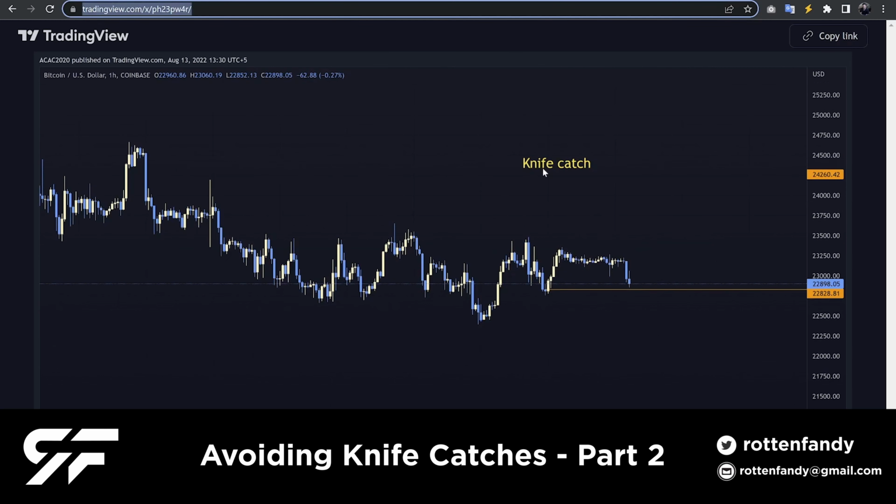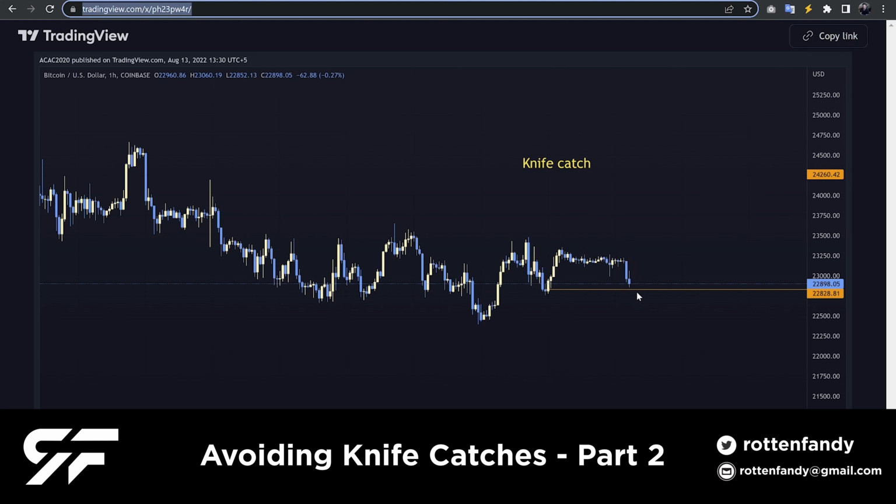Here's another example of a knife catch, constantly making lower lows, very similar to the other example that we looked at, the very first one, right? So you're making lower lows and lower highs constantly, a lot more aggressively coming down. And then even over here, you can see the accumulation candles getting really weak, very, very weak. So this is kind of gearing up for probably a bigger dump.